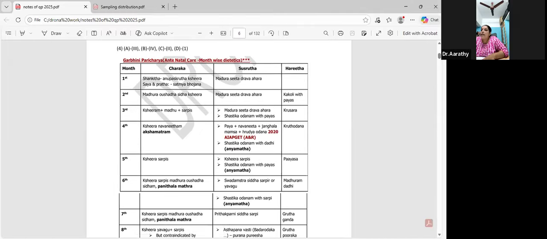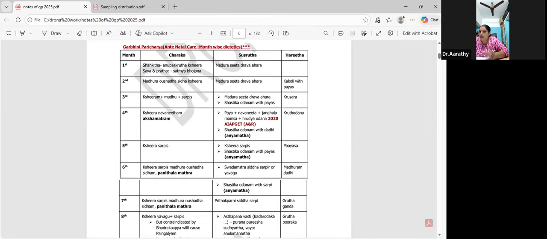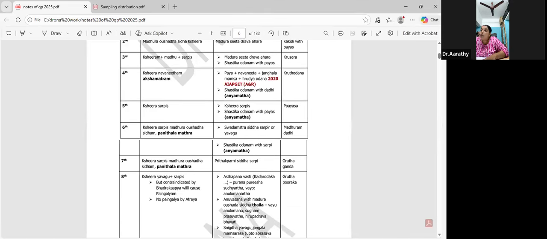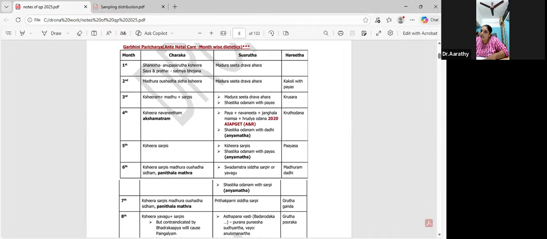Where we miss is the highlighted portions, like the matras mentioned specifically for the 4th month. And as per Charaka, you have specific matras mentioned in the 4th month as Aksha Matram. 6th month it is Panidala Matram. 7th month also it is Panidala Matram. And Kshira Yavagu Paingalyam. There is an assertion reason over there. So all these points you will have to note down. And obviously you will have to study the whole thing.